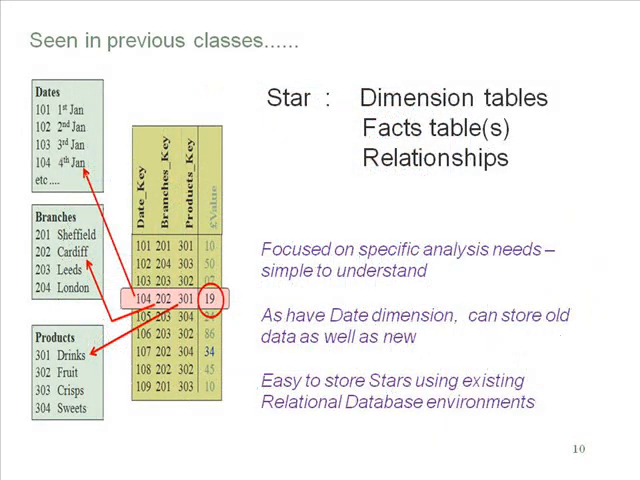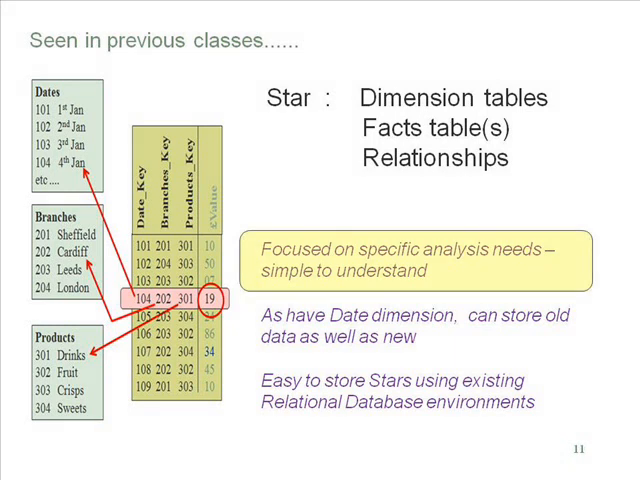You've also seen from previous classes that stars are often made up from a number of dimension tables connected from one or possibly a few facts tables. The dimensions contain all the descriptions, for example, what date, which branch, and which product. And the facts table gives the quantities associated with these. For example, in this slide, £19 worth of sales values on the 4th of January in Cardiff for drinks.